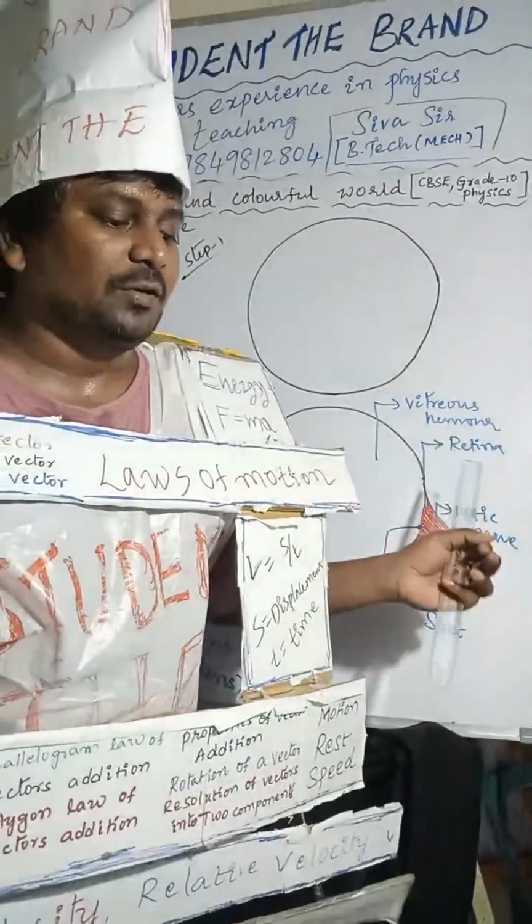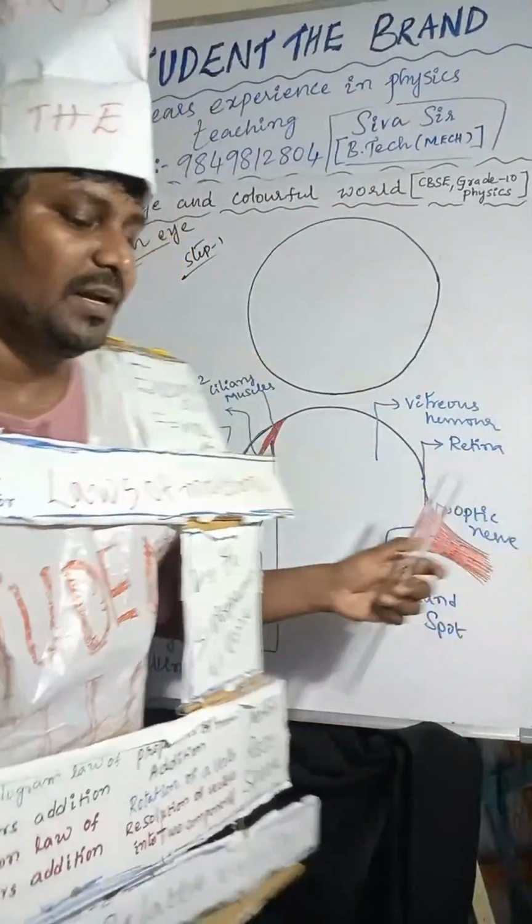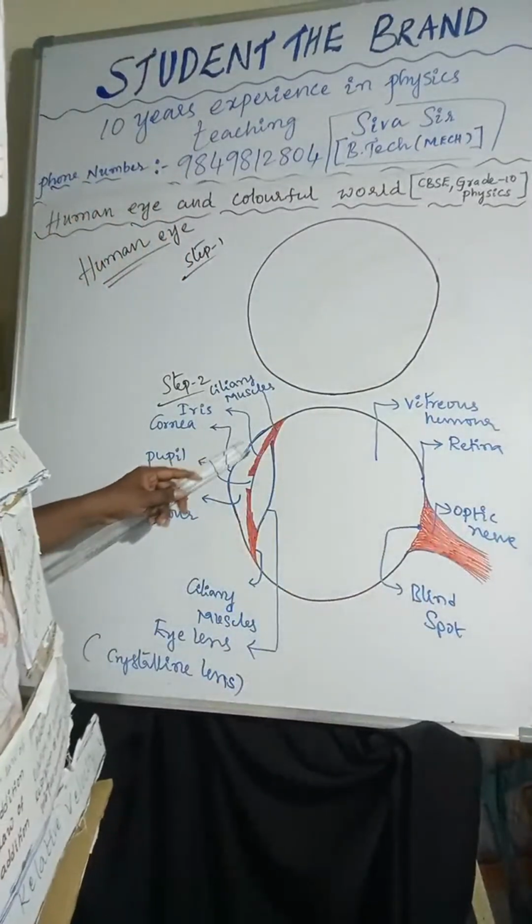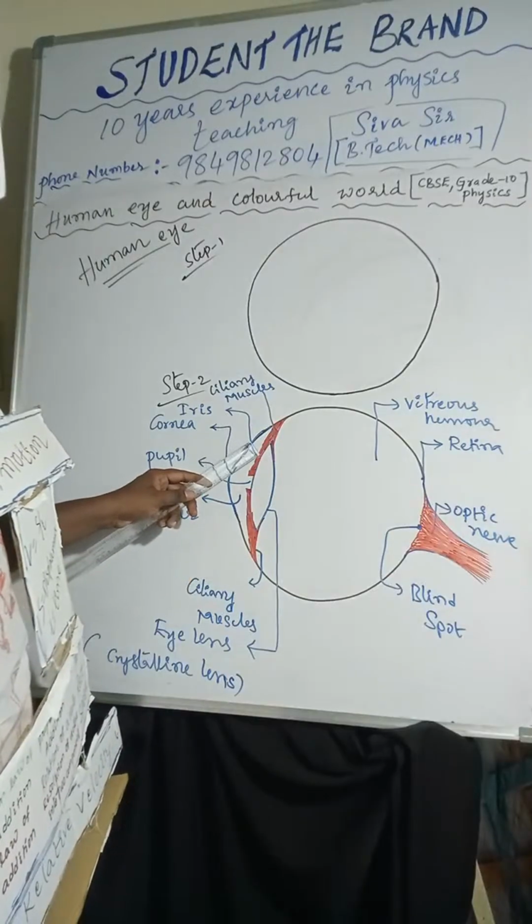I hope it is very clear to you all. Yes or no? So now you are considering these are the ciliary muscles and the iris.